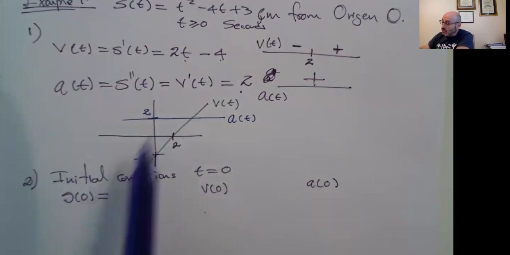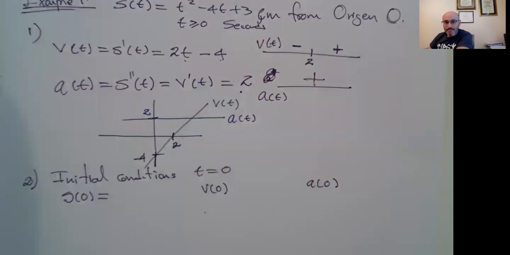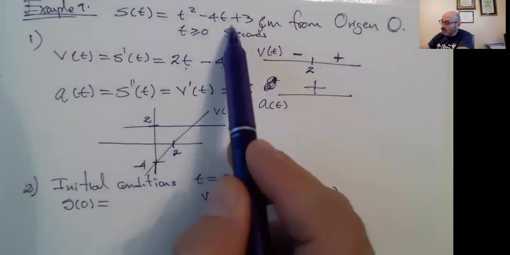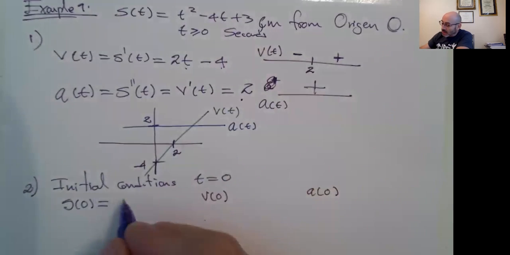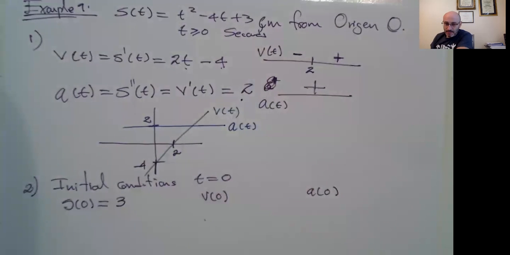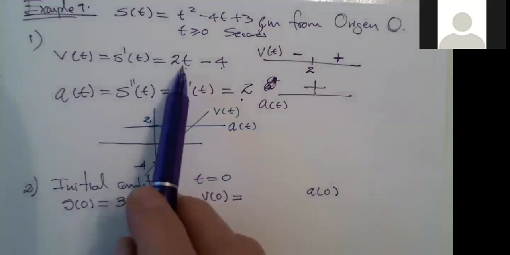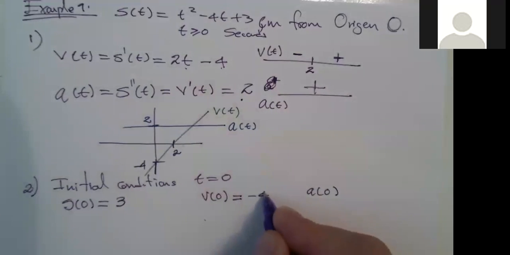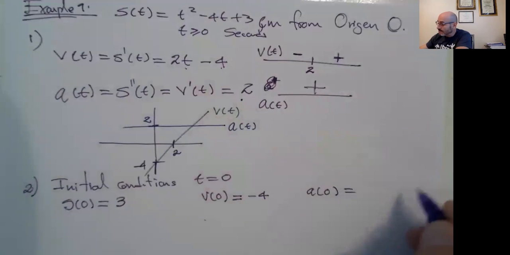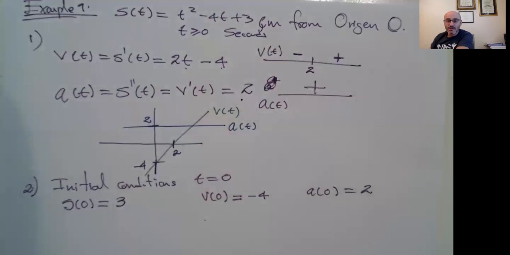So let's plug in 0 into the original function, t squared minus 4t plus 3. So that will give me 3, which is a positive value. The velocity at 0 is -4, and the acceleration at 0 is constant, is 2, right?